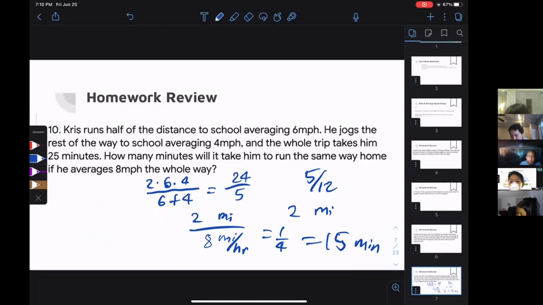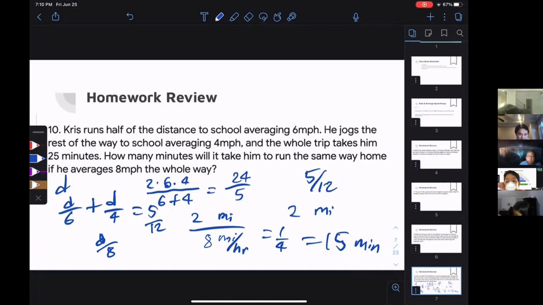You can just set d as the distance that he ran, and the time for the first part they gave you is d over 6 plus d over 4, and then that would be equal to 5/12, and they want you to find d over 8. And you can just solve for d and you'll get that pretty quickly in the same way. But there's more than one way of doing it. They're both right.